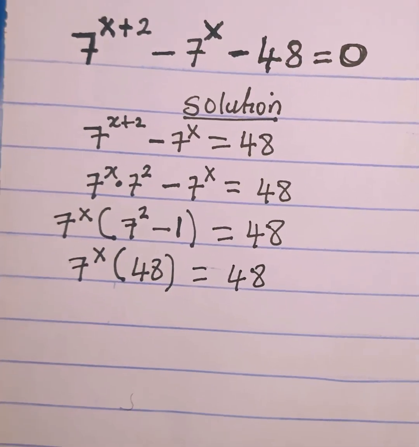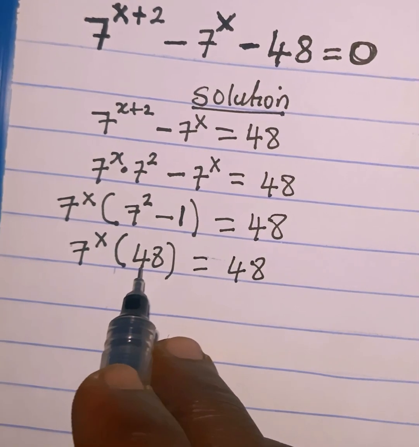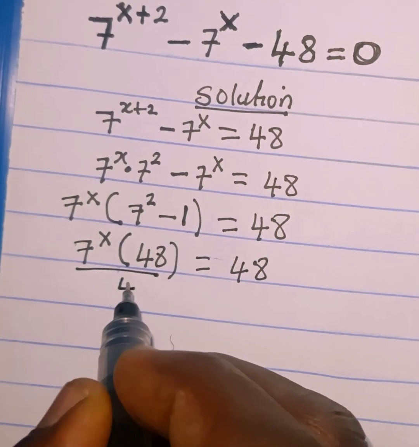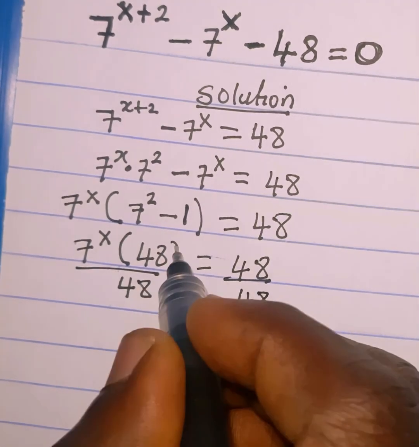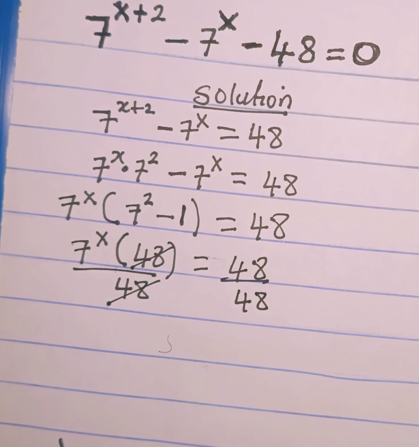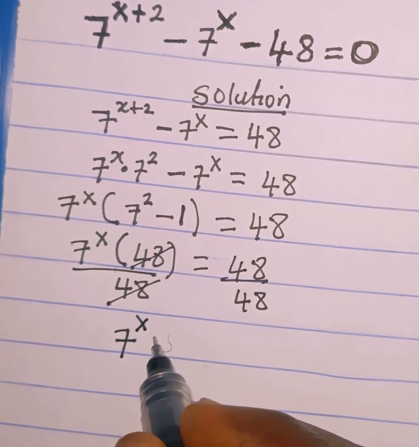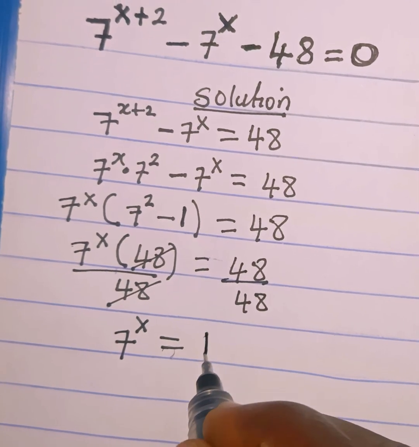Now we're going to divide both sides by 48, because this x is attached to this 48. So we need to clear this by dividing both sides by 48. So we divide the left hand side by 48 and also the right hand side by 48, so that this 48 is going to eliminate this 48. In the left hand side, we are left with just 7 to the power of x, which is equal to 48 divided by 48, which is going to give us 1.